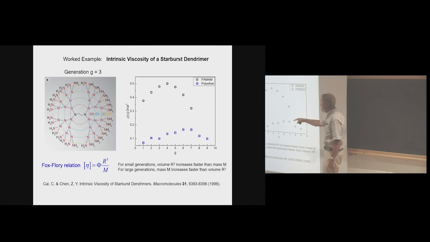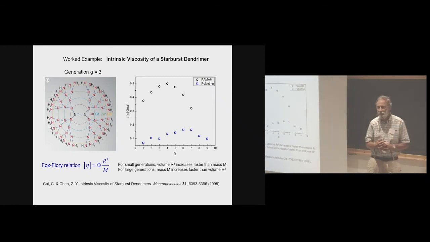And the reason we can think that through in the Fox-Flory relation, at the beginning, for small generation numbers, the size is increasing faster than the mass, right? So in other words, the volume of the thing, R cubed, is increasing faster than the molecular weight. Whereas later on, I'm adding so much junk to the perimeter, but I'm not increasing the volume that much. The molecular weight starts increasing faster than the volume, and that brings this thing back down. So that's an interesting homework problem from, I think, chapter 8 of my book with Professor Rubinstein. Do we have any questions?